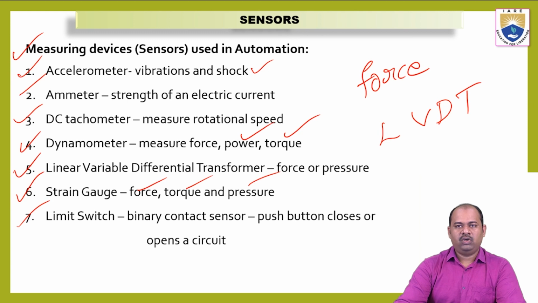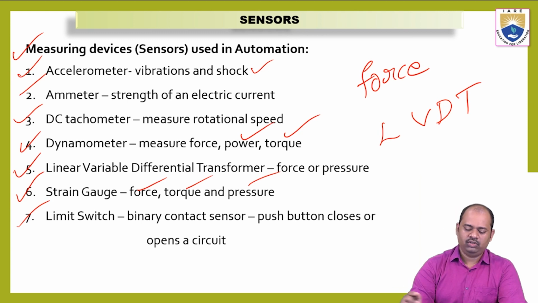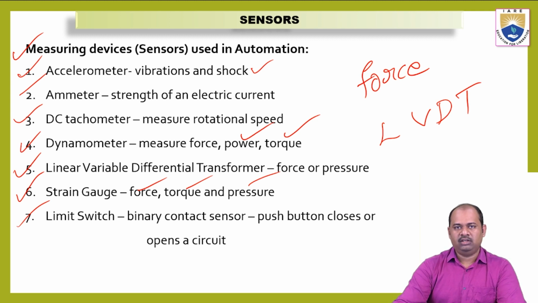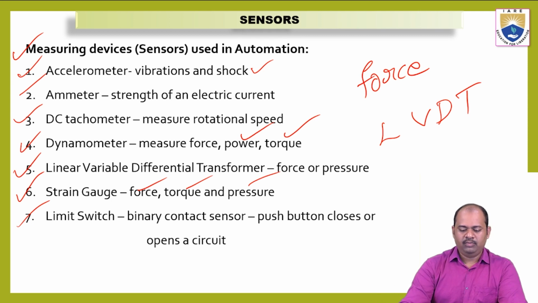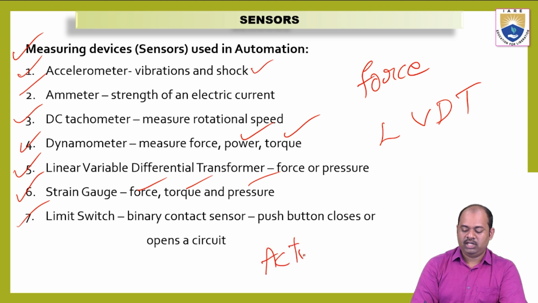So binary contact sensors, push button closes or opens a circuit. So these are the different types of limit switches that can be used in controlling systems, where we can use the information from these sensors and we can manipulate the actuator. Now, another important thing we are discussing in today's class is actuators. Now we'll see what is an actuator.